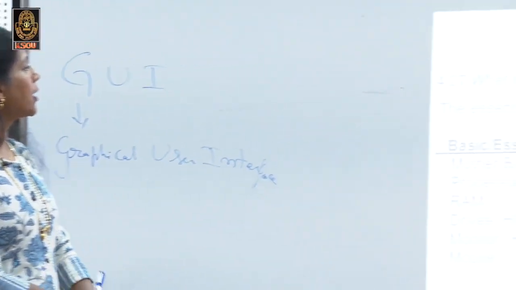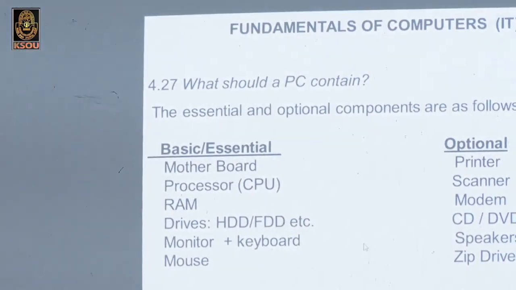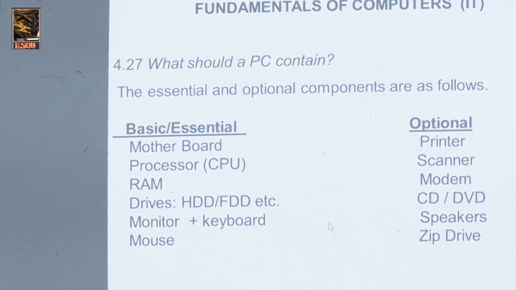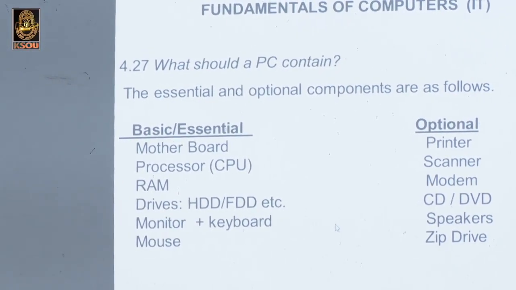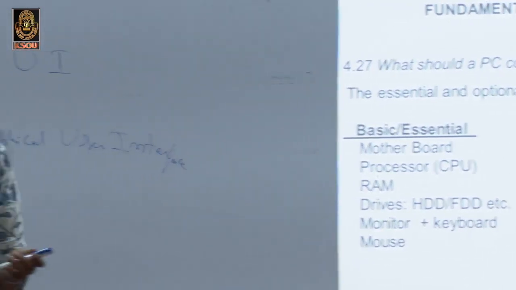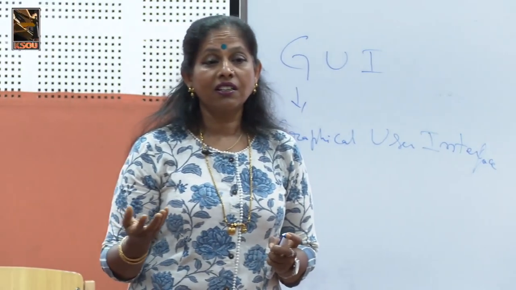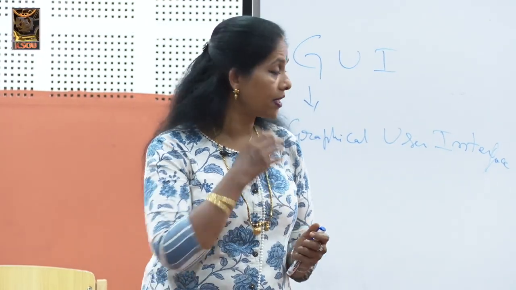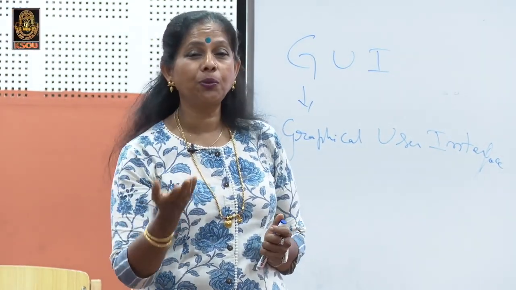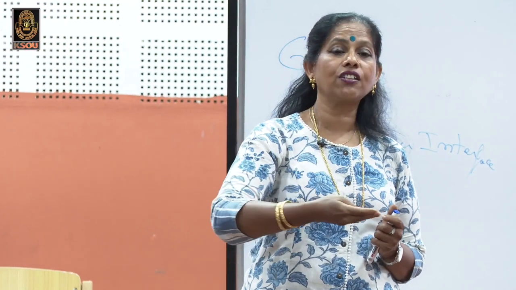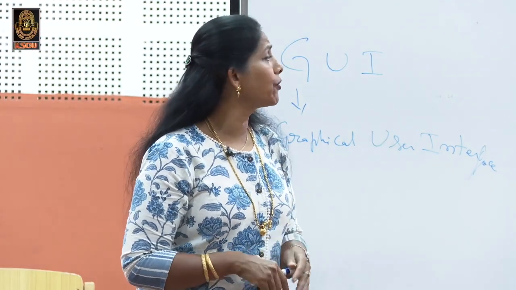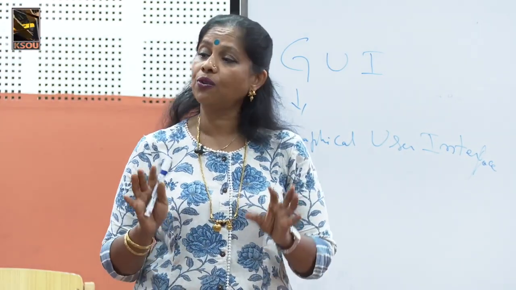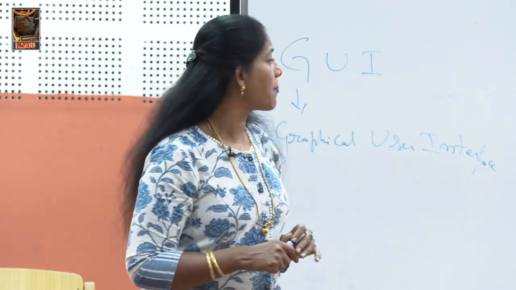Next is optional. What is optional? Printer. Printer is not necessary for you. It is costly, 5,000, 6,000 you have to spend, and after buying the printer also you have to bear the expenses. You can always carry your soft copy in a pen drive and go to the browsing center, they will give you the printout. If you are doing business, then only go for a printer. Printer is an option.